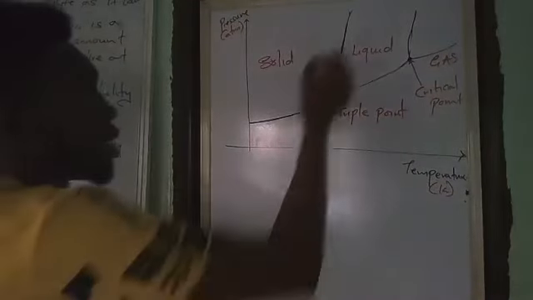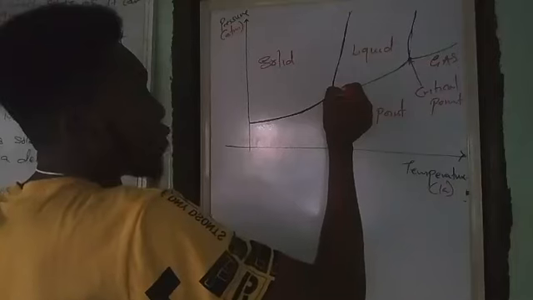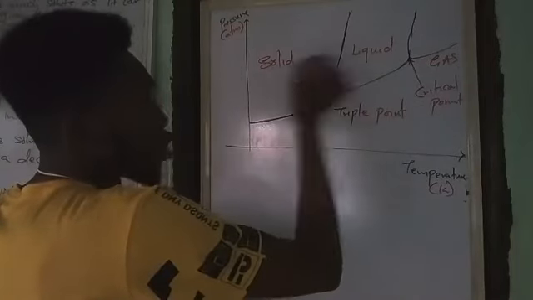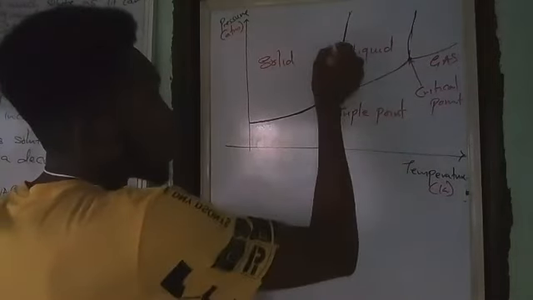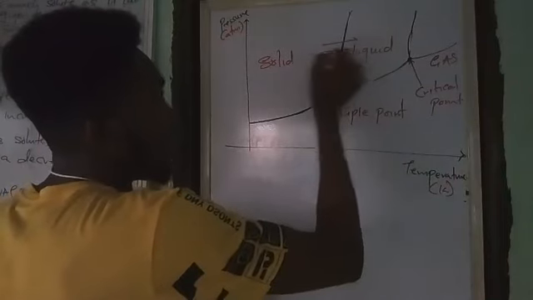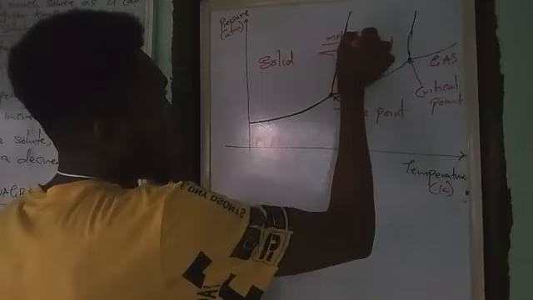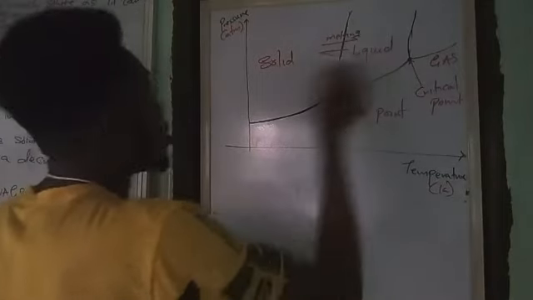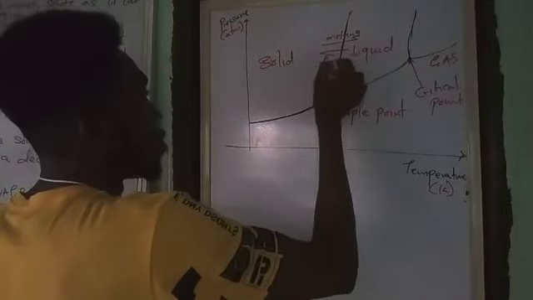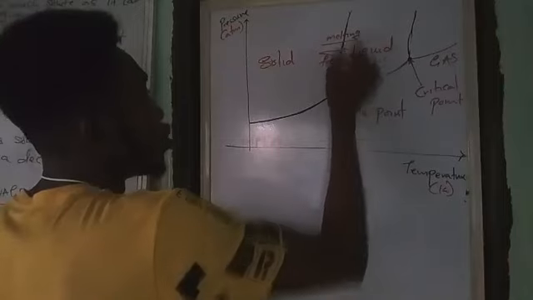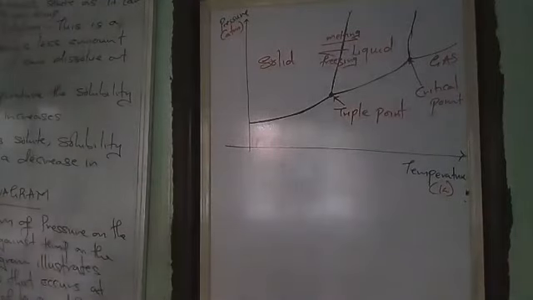Now, this line here is serving as the boundary for what? When solid turns to liquid, that's called melting. So I can draw an arrow like this here, and that is melting. This line stands for melting, and the reverse is called freezing. So this is your melting and freezing transition line.